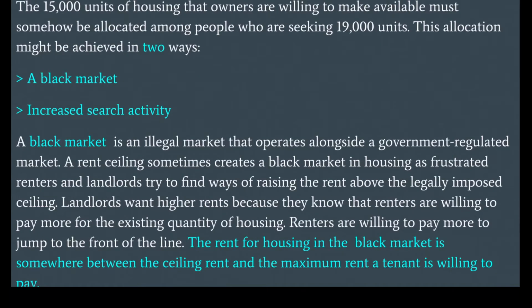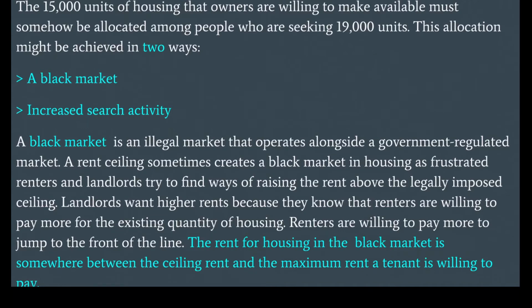The 15,000 units of housing that owners are willing to make available must somehow be allocated among people who are seeking 19,000 units. This allocation might be achieved in two ways: a black market and increased search activity. A black market is an illegal market that operates alongside a government-regulated market. A rent ceiling sometimes creates a black market in housing as frustrated renters and landlords try to find ways of raising the rent above the legally imposed ceiling.